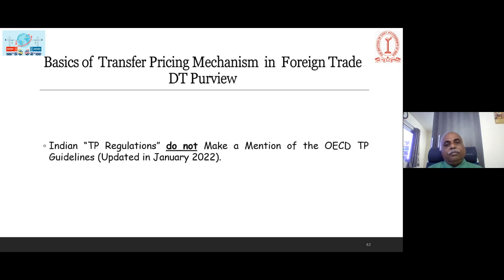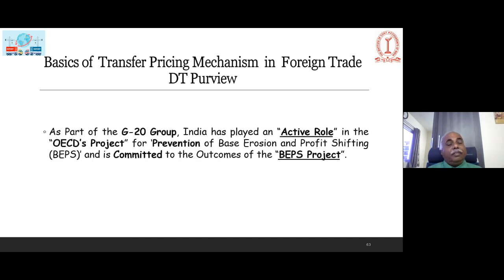The Indian TP regulation does not make mention of the OECD TP guidelines updated in January 2022. They don't mention it because we are not members of that particular OECD. But as a part of the G20 nations group, India played an active role in the OECD project for prevention of base erosion and profit shifting.